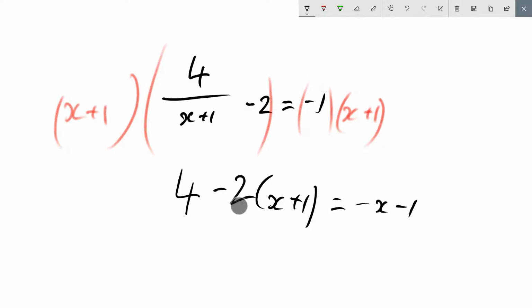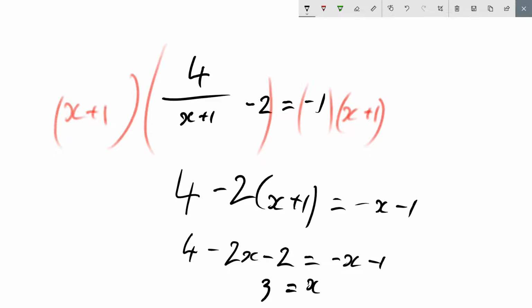We can expand this if we want. We can bring this over here and bring it over there. So I'm going to expand: 4 minus 2x minus 2 equals minus x minus 1. I'm going to bring the x over here and add 1. So 3 equals x, and we don't want x on the right hand side, even though it's fine. x equals 3. Solved. Alright, so another thing that we have to keep in mind are things called literal equations.